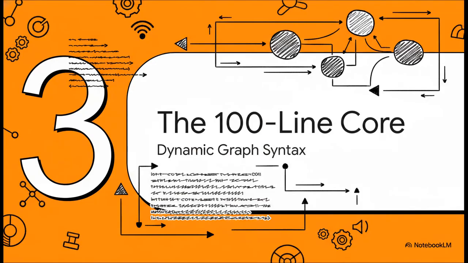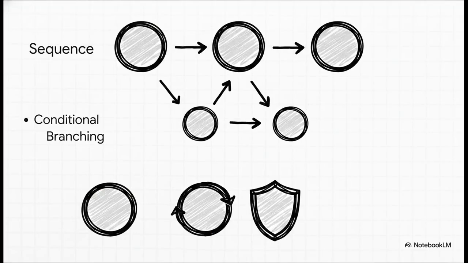Section 3. The 100-line core. Dynamic graph syntax and execution state. So how does this actually look in practice when you sit down to code? Well, instead of wrestling with massive, unreadable JSON or YAML configs to define your routing, Pocketflow uses Python operator overloading for super clean graph construction. You literally write node A, right-shift operator, node B to sequence them. Need conditional branching based on those action strings we just talked about? You just use the subtraction operator. It reads exactly like a mathematical formula.